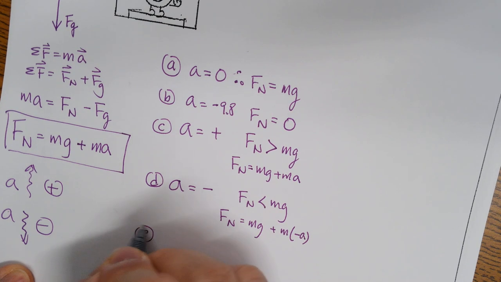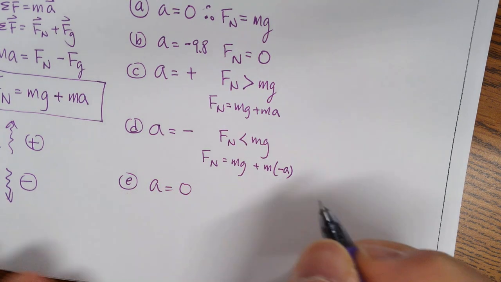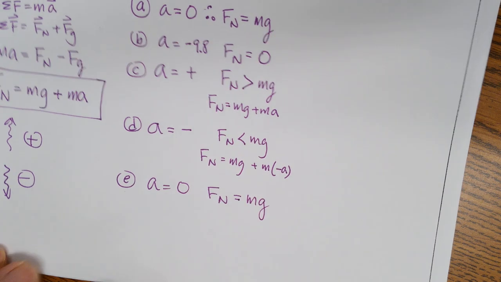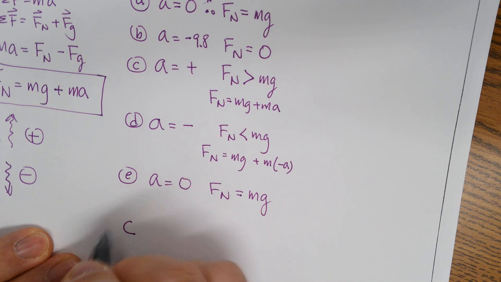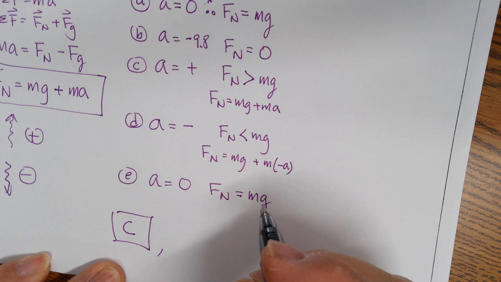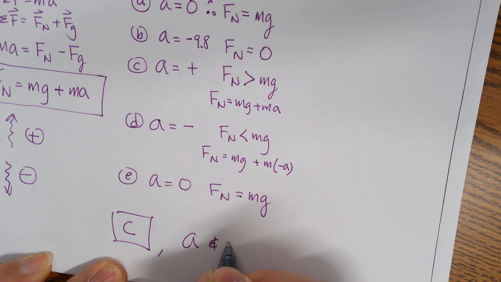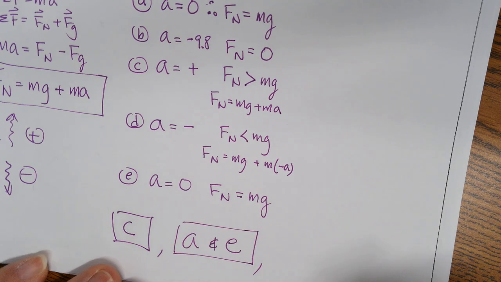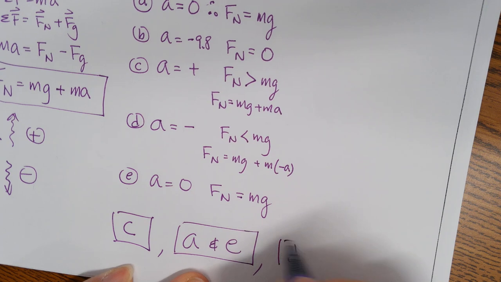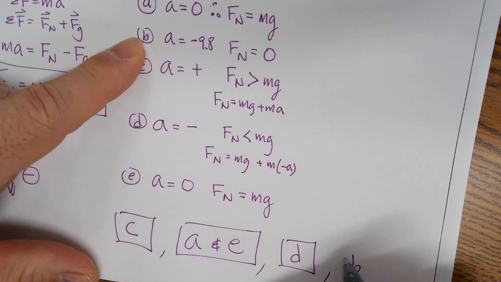And E, moving at a constant velocity, your acceleration is zero. Therefore, your F normal is equal to mg. So, what's the greatest? C is the biggest. And then you have A and E, right? And then you have D. And then you have B, which is zero.